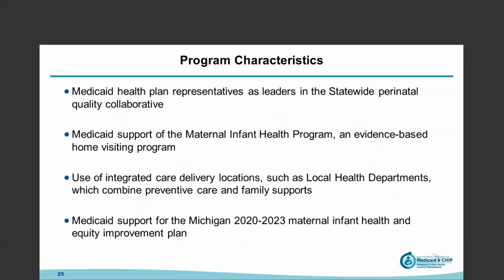Here are some program characteristics when it comes to how we are working with public health and Medicaid in Michigan to improve maternal child health. Some of these efforts have a direct connection to encouraging and improving well child visits. In our state, public health has set up several perinatal quality collaboratives across different regions. These collaboratives have brought together health system leaders, Medicaid health plan leaders, and other community organization leaders to identify issues impacting that particular region. So really taking a population health approach to quality improvement. Our Medicaid health plans have representatives as leaders at each one of these perinatal quality collaboratives.